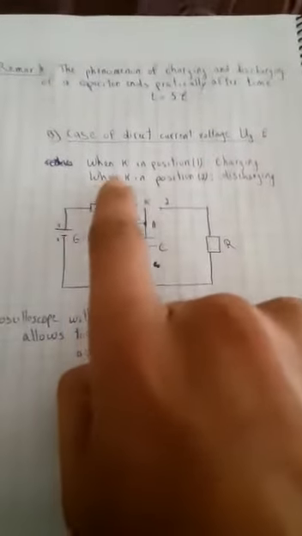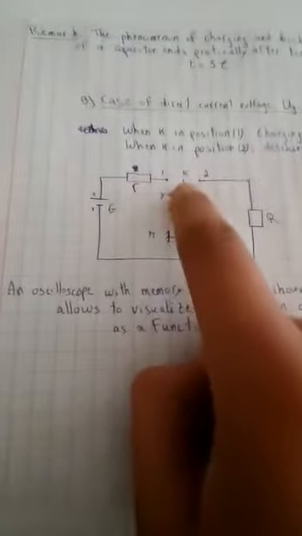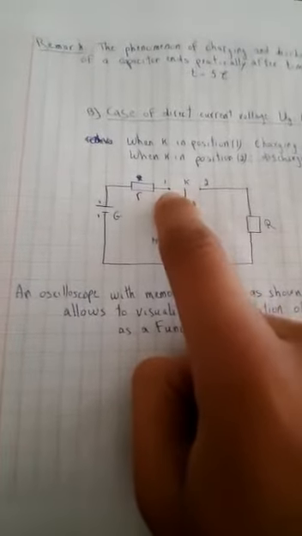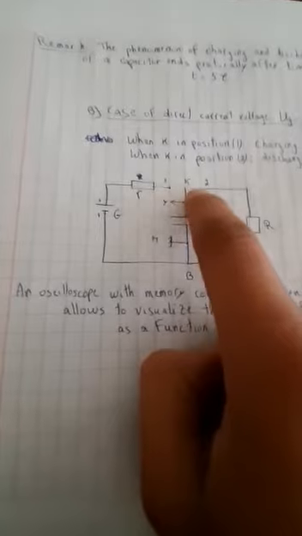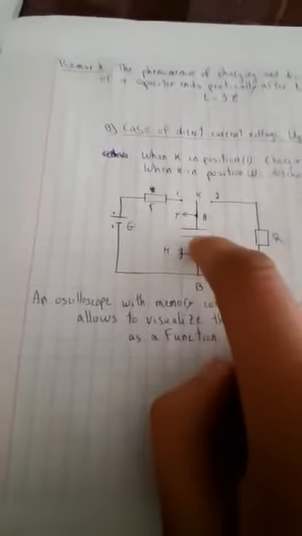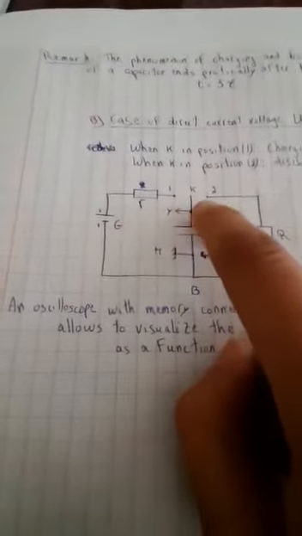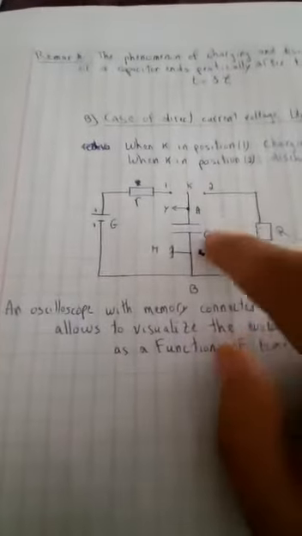Case of direct current voltage, UG equals E. When K is in position 1, charging; when K is in position 2, discharging. In this circuit, when K is in position 1, we have charging. In position 2, we have discharging. Why in position 1 do we have charging? Because the capacitor is connected with the battery, but in position 2, the capacitor gives voltage to the resistor.